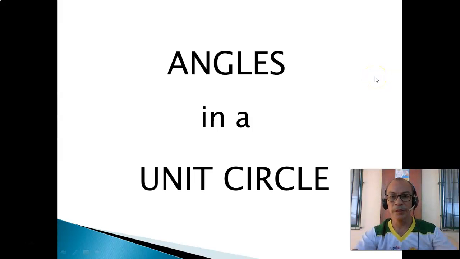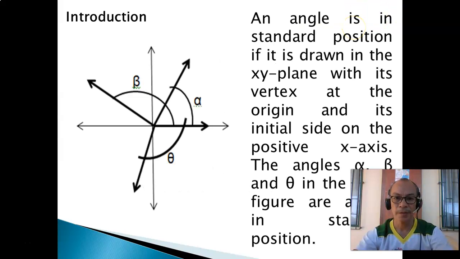So we are now going to deal with the unit circle, specifically the angles in the unit circle. So we can say that an angle is in a standard position if it is drawn in the xy plane with its vertex at the origin and its initial side is on the positive x-axis. The angles alpha, beta, and theta in the given figure on the left are angles formed in a standard position.